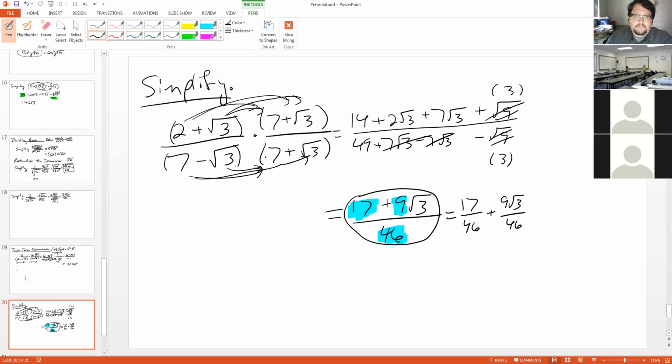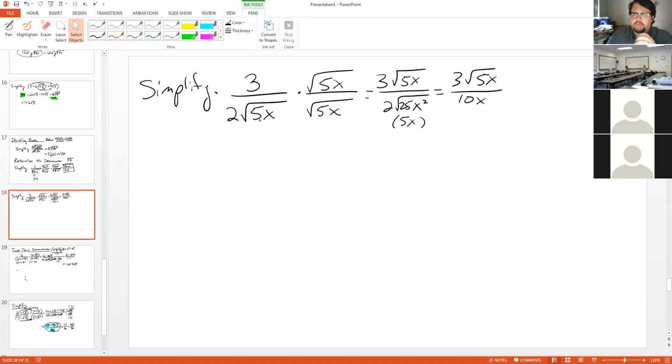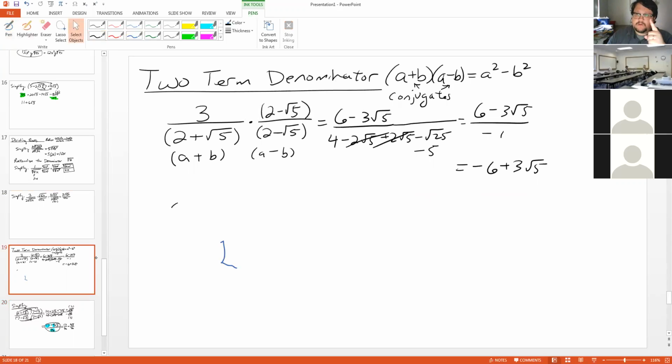So the conjugate is what you're going to multiply top and bottom by when you have 2 terms on the bottom. When you have 1 term on the bottom, what you're going to be asking yourself is, what is inside the root? What is it missing to make it a perfect root? And that's what you're going to multiply top and bottom by. So 2 terms, more complicated. 1 term, what is it missing?